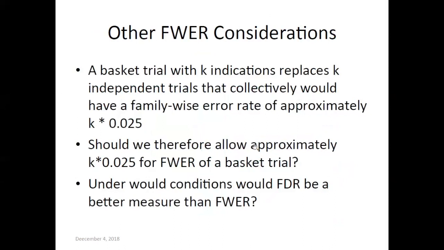Furthermore, if you have a basket trial with K indications, and basket trials didn't exist, you would do K independent trials. And collectively, the chance that at least one of those would have a false positive is approximately K times 0.025. So I would argue that we should be shooting for K times 0.025 for the family-wise error rate, if we care about a family-wise error rate at all, where K is the number of indications. And we may even consider, for the statisticians, looking at false discovery rate rather than FWER.